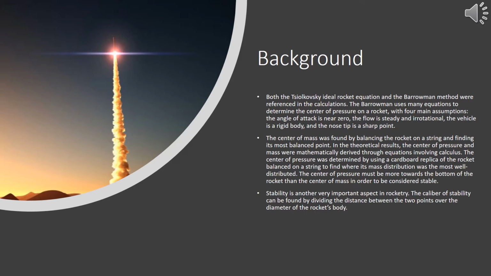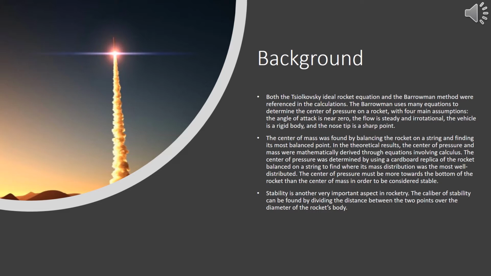The center of mass was found by balancing the rocket on a string and finding its most balanced point. In the theoretical results, the center of pressure and mass were mathematically derived through equations involving calculus. The center of mass was determined by using a cardboard replica of the rocket balanced on a string to find where its mass was the most well distributed.